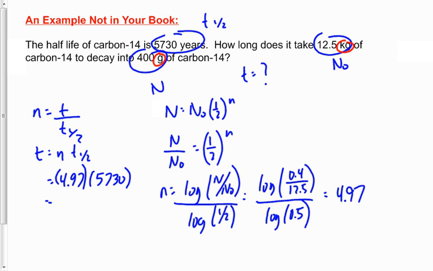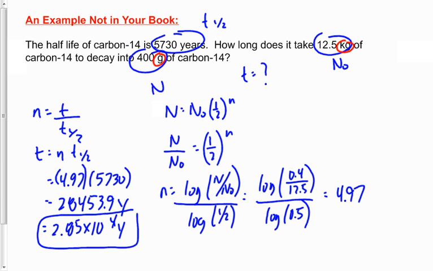What is it? And that's going to be years, right? We're going to round that to how many digits? 3 digits. So 2.85 times 10 to the 4 years. Sometimes you might see that written as 2.85 times 10 to the 4 A. What do you think A stands for? Annum, yeah, which is the same thing as a year.